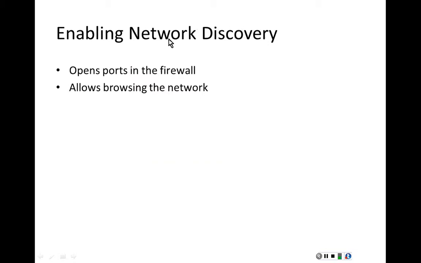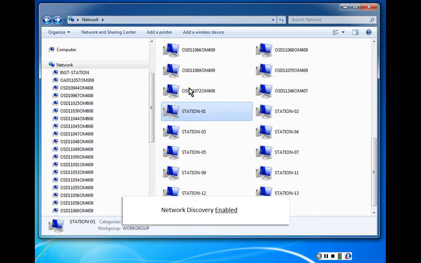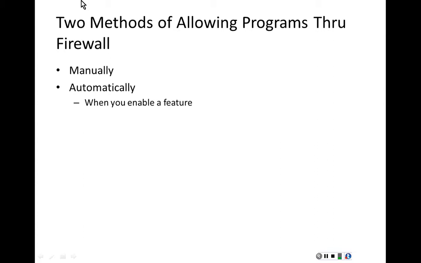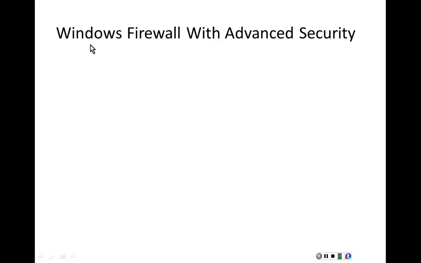When we enable network discovery, it opens ports in the firewall and it allows the browsing for the network. And when network discovery is enabled, then you can see and be seen. So we can see there are at least two methods of allowing programs through the firewall. One, you actually go to the firewall and you add the exception, or another way is automatically. When you enable a feature, you might not necessarily be thinking about it, but you are opening a port in the firewall.